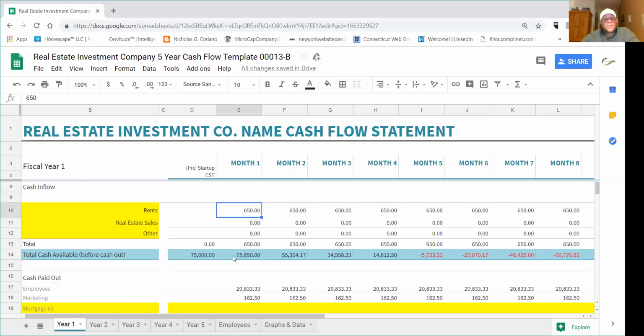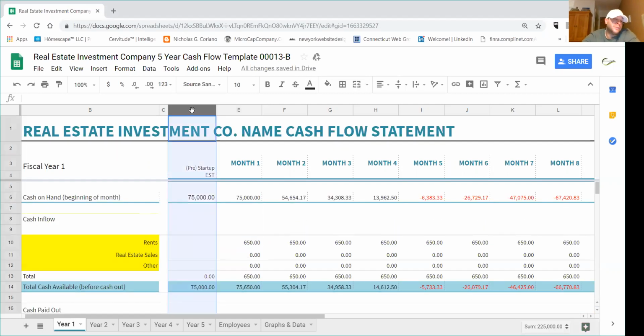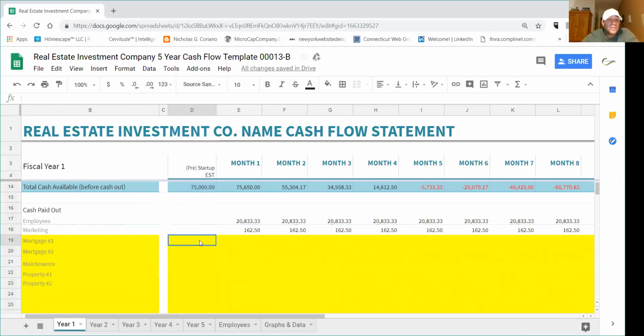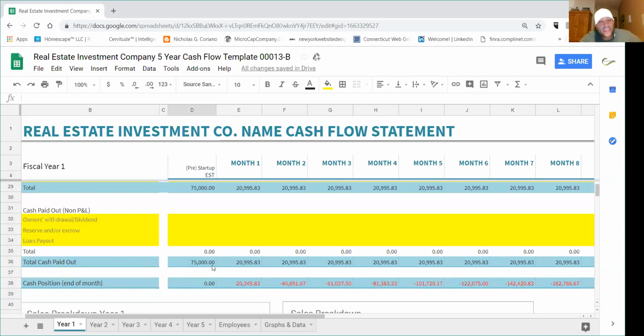So first thing I'm going to do is focus on column D. So the cash beginning on hand was $75,000. That's what I had to invest. And then the cost of the building was $75,000. So I can just put this in here. Cost of building, $75,000. So I am at zeros after the pre-startup expenses, right? So my pre-startup expenses are basically the cost of the building.